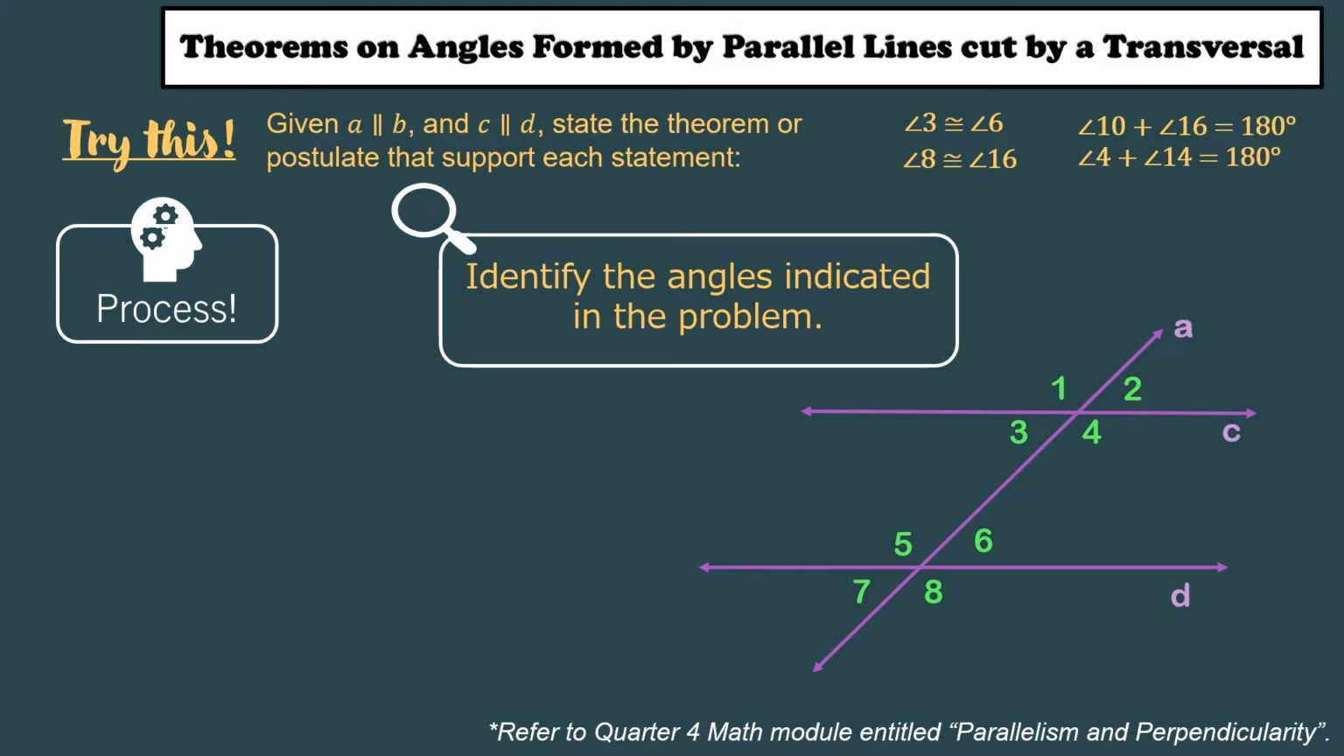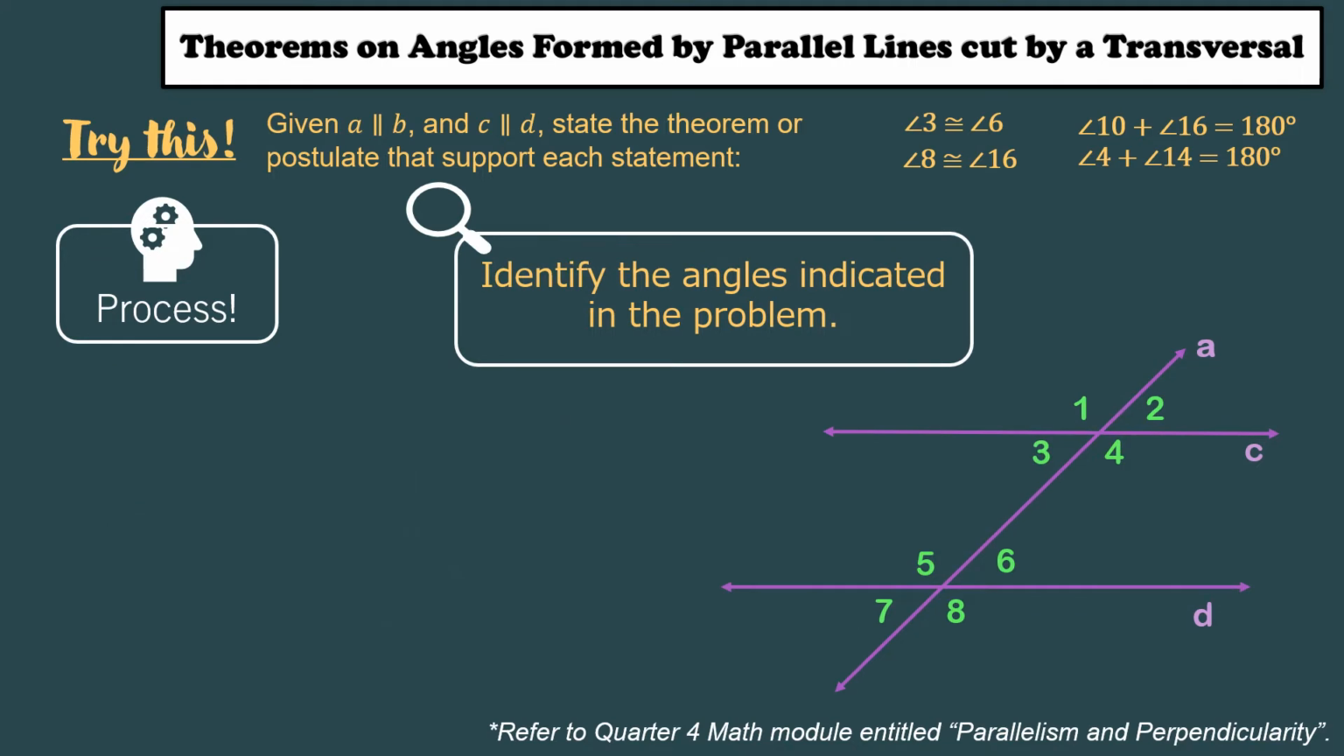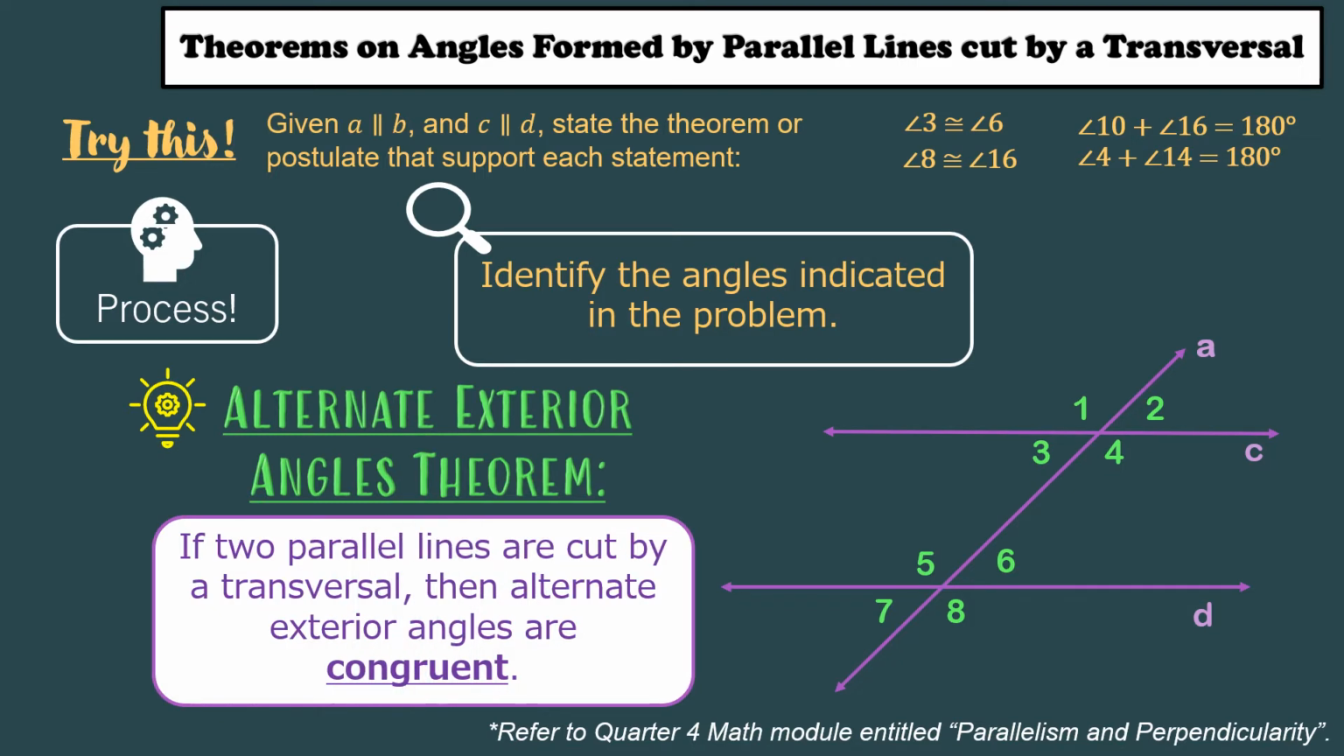If the angles given in the problem are alternate interior angles, then we can use the alternate interior angles theorem to prove that the angles are congruent. If the given angles are alternate exterior angles, then we can use the alternate exterior angles theorem to prove that the angles are congruent.